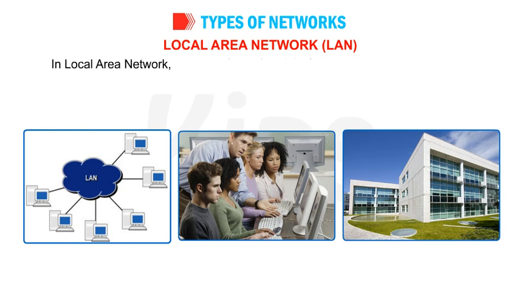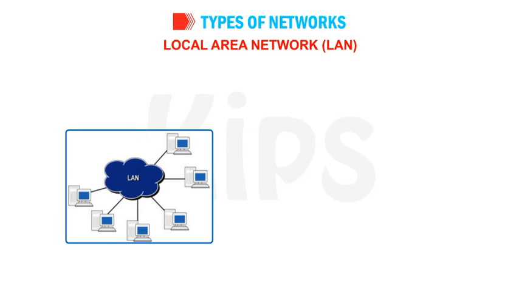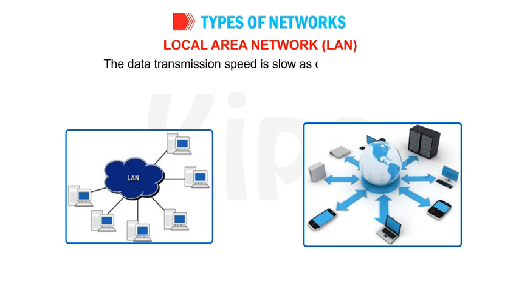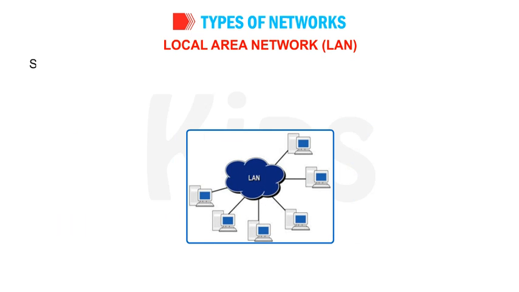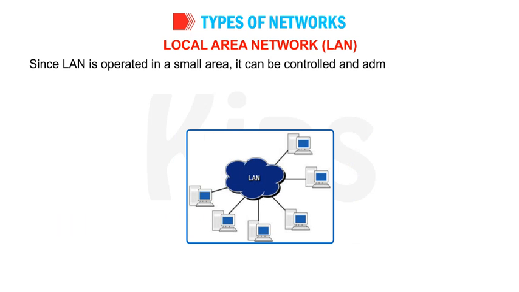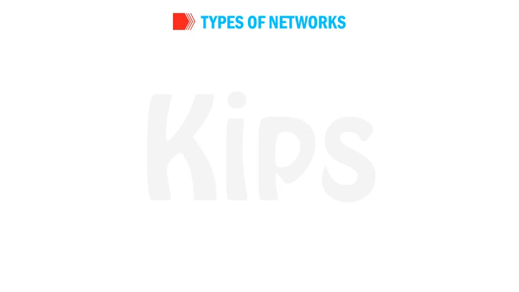In Local Area Network, computer terminals are physically connected with wires. The data transmission speed is slow as compared to WAN. Since LAN is operated in a small area, it can be controlled and administered by a single person or an organization. Cluster Area Network, CAN.